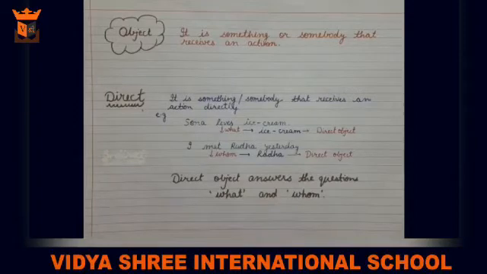Let us take one more example. I met Radha yesterday. Whom did I meet yesterday? Radha. So the question here arises, whom? And whom did I meet? Radha. So Radha is a direct object. So we can say the direct object answers the question what and whom. What for non-living things and whom for living things.